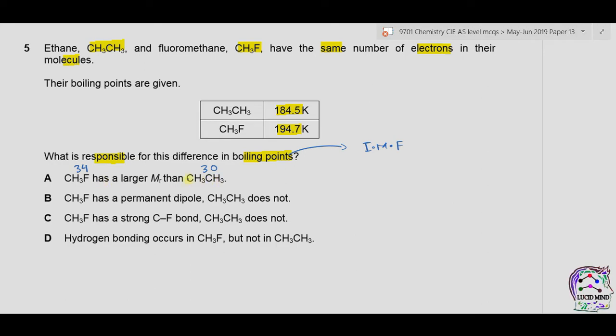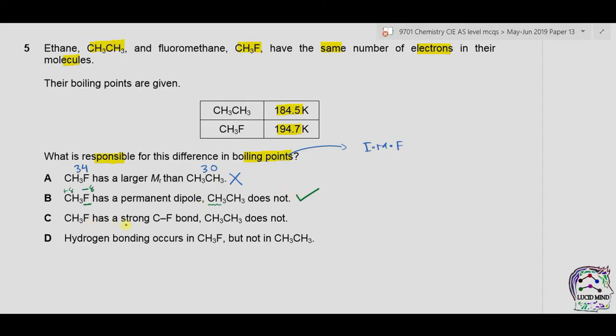But we cannot judge the boiling points on the basis of these molecular masses as the compounds given are different. So A is incorrect. B. CH3F has a permanent dipole, CH3CH3 does not. Now we know that the electronegativity difference between carbon and hydrogen is not much, so therefore CH3CH3 is non-polar compound, while fluorine is the most electronegative element present in the periodic table, so it must have a partial negative and partial positive charges. So a permanent dipole is present in CH3F and it is absent in CH3CH3. So therefore it could be the reason for high boiling point.